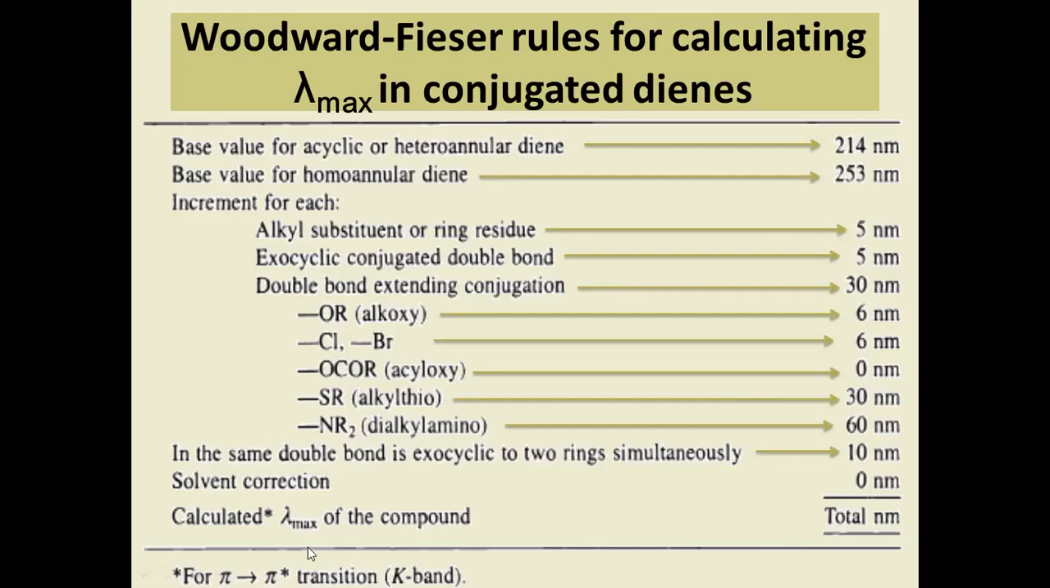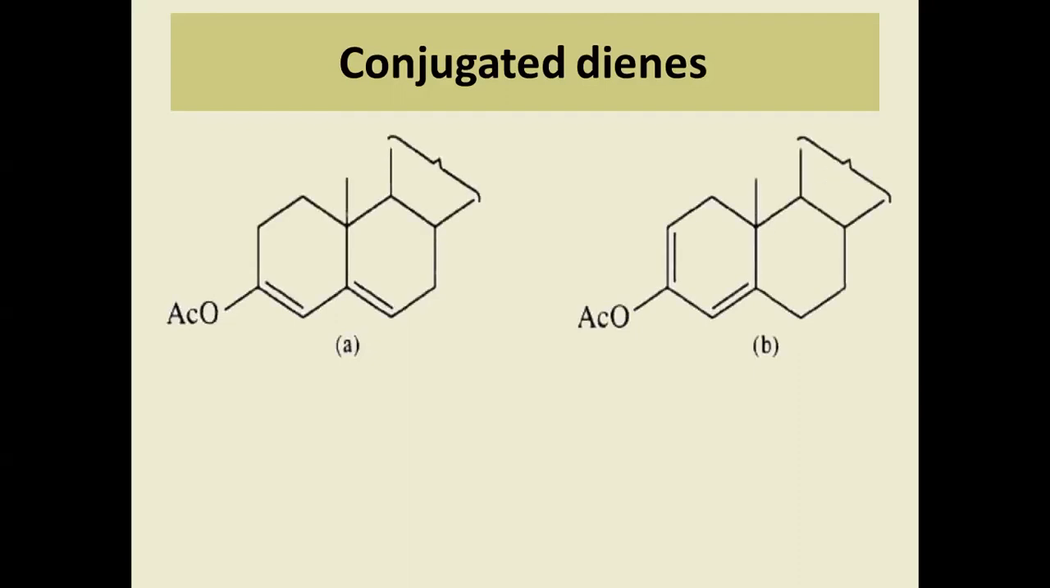And this is the calculation for the pi to pi star type of transition, which is called the K-band. Now let us take some examples of conjugated dienes and learn to apply this Woodward-Fieser rule to calculate the lambda max value, that is the absorption maximum wavelength for the given compound in UV visible spectroscopy.